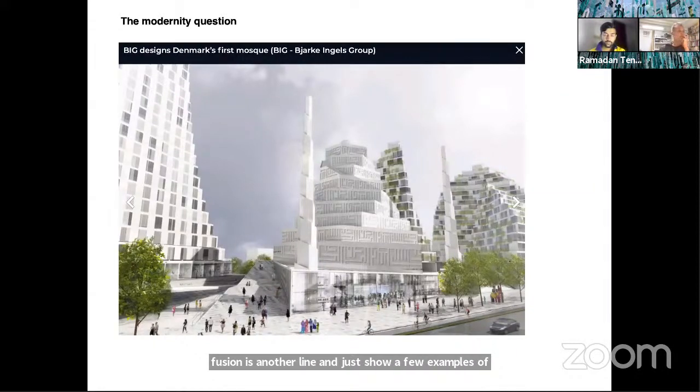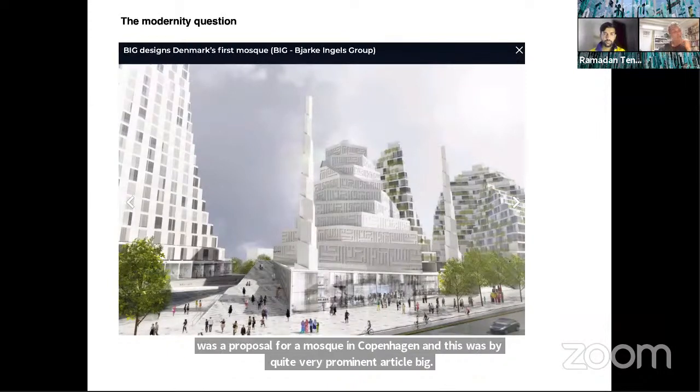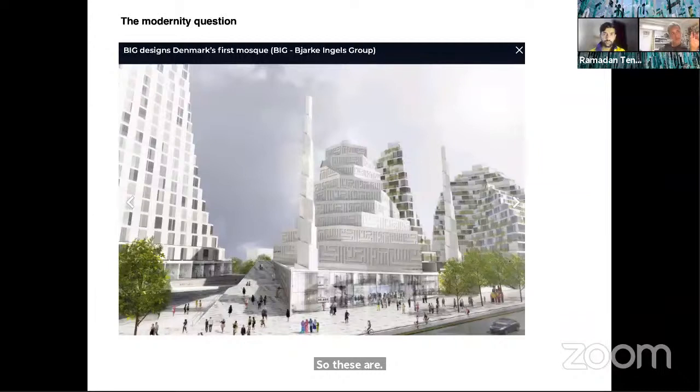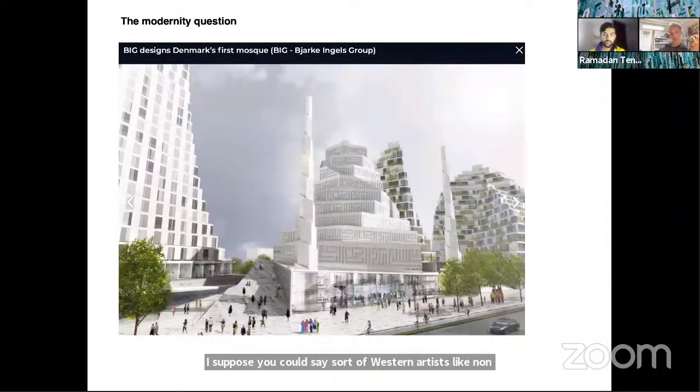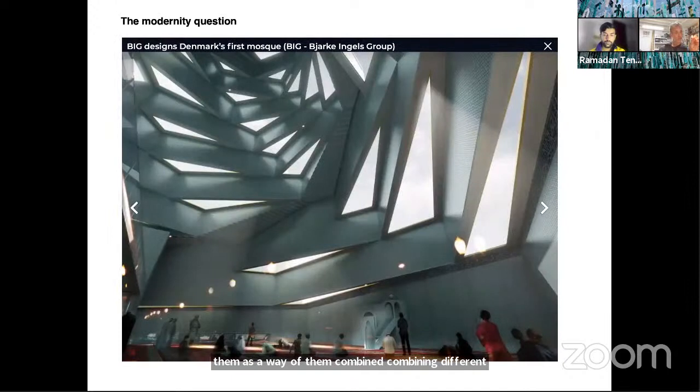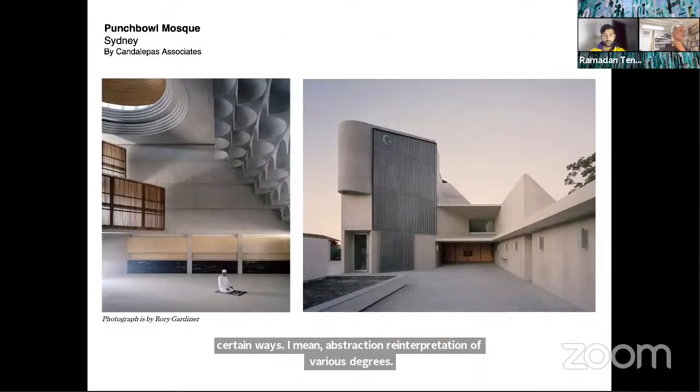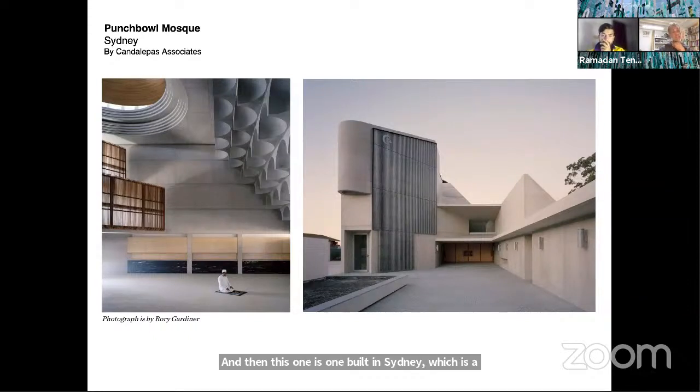This was a proposal for a mosque in Copenhagen by very prominent architects called BIG. These are, you could say, Western, non-Muslim architects designing mosques, looking at them as a way of combining different languages. But they're not necessarily drawing deliberately from traditional sources; it's a reinterpretation of traditional sources in certain ways, with abstraction and reinterpretation to various degrees. And then this one built in Sydney is very interesting, because again it's a distinctly contemporary language with certain inflections of Islamic architecture, reinterpretations of traditional Islamic motifs.